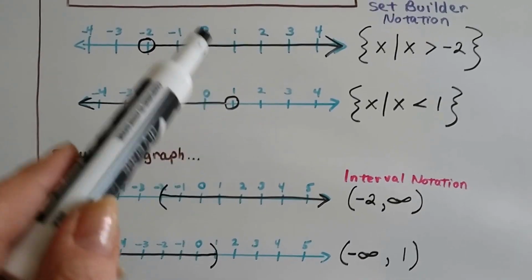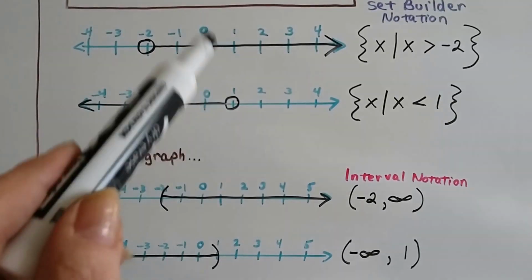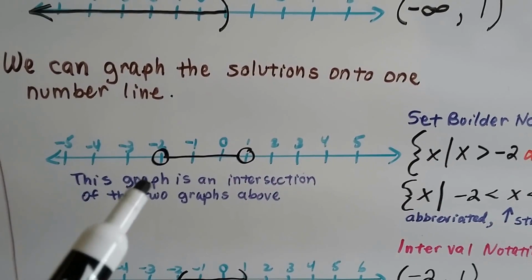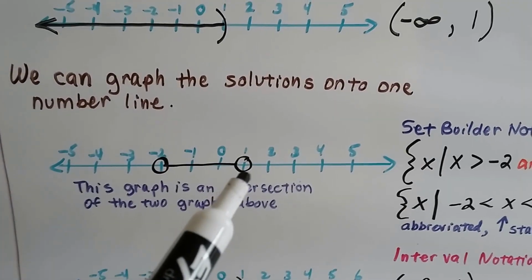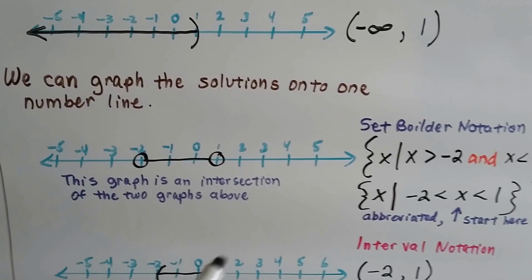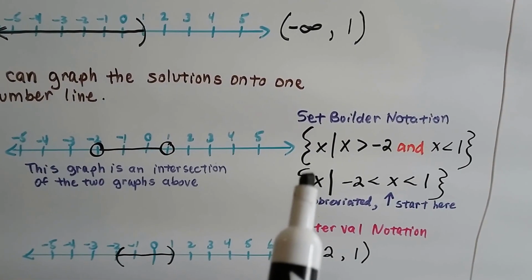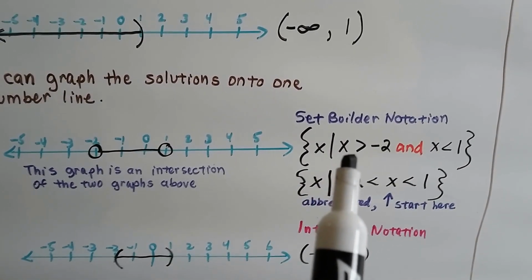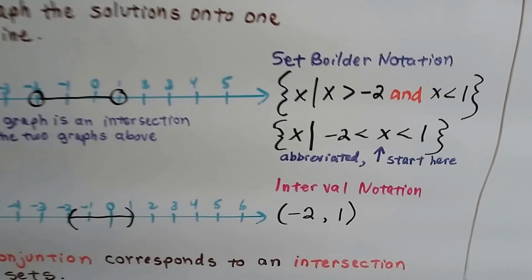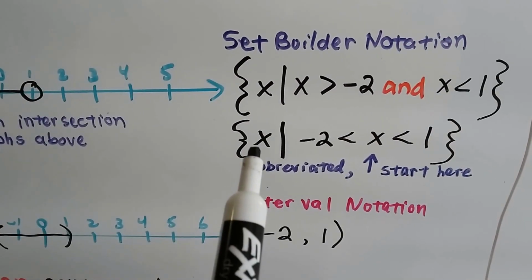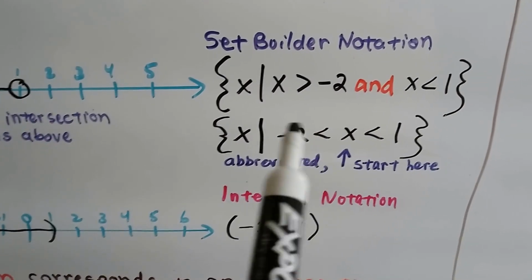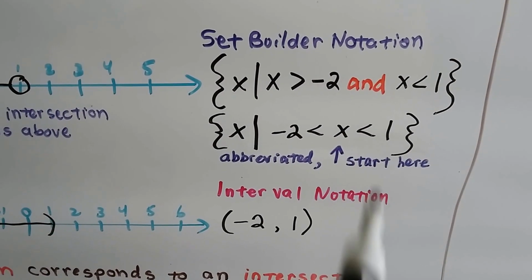Now, looking at these two graphs, we can combine the graphs into one graph. We can graph the solutions onto one number line and say -2 is not included and 1's not included, but the numbers in between are. This is an intersection of the two graphs above, and in set builder notation, we can write it as x such that x is greater than -2 and x is less than 1. We can abbreviate this. And after we say the set of all x such that, we start reading in the middle. Here. We start here. X is greater than -2 and less than 1.